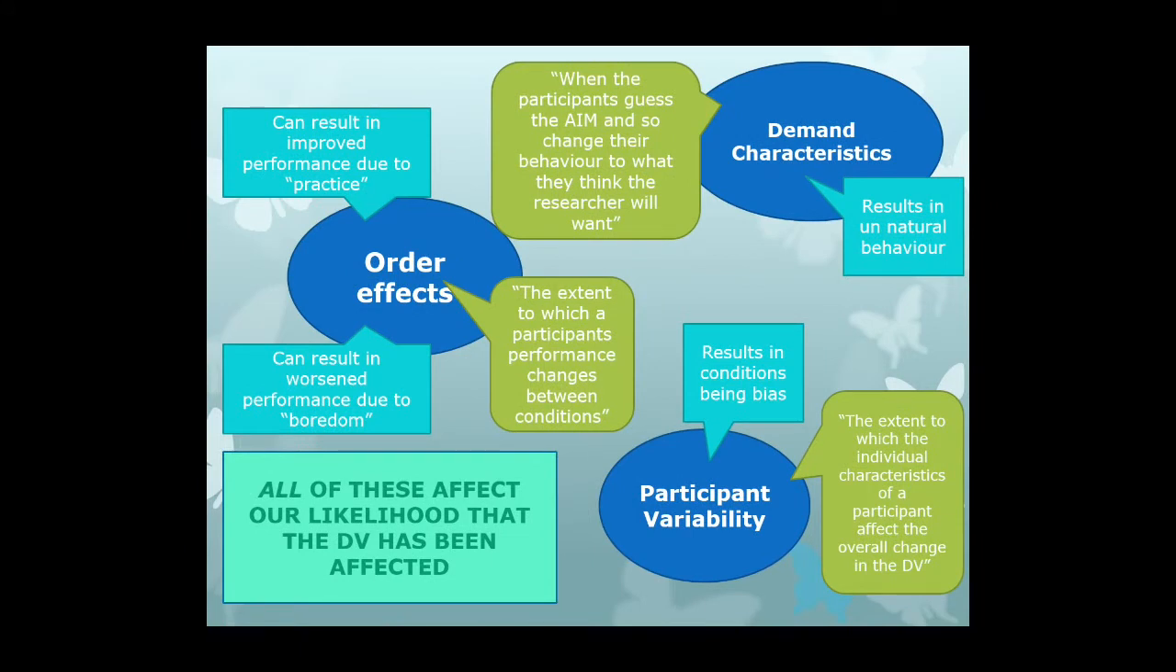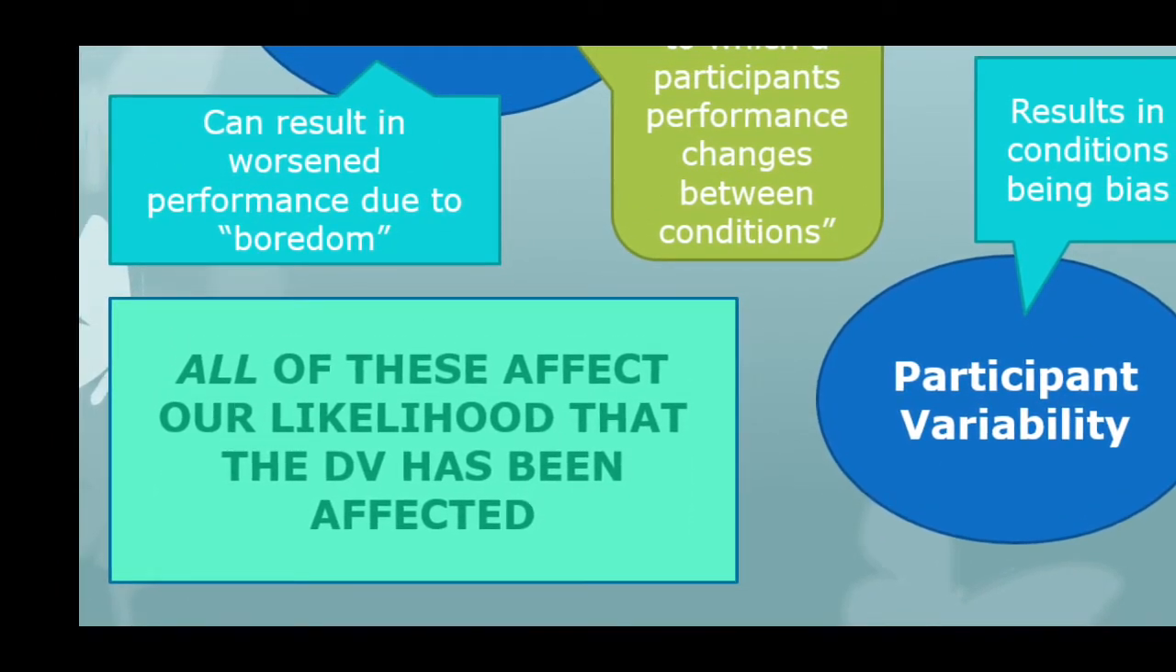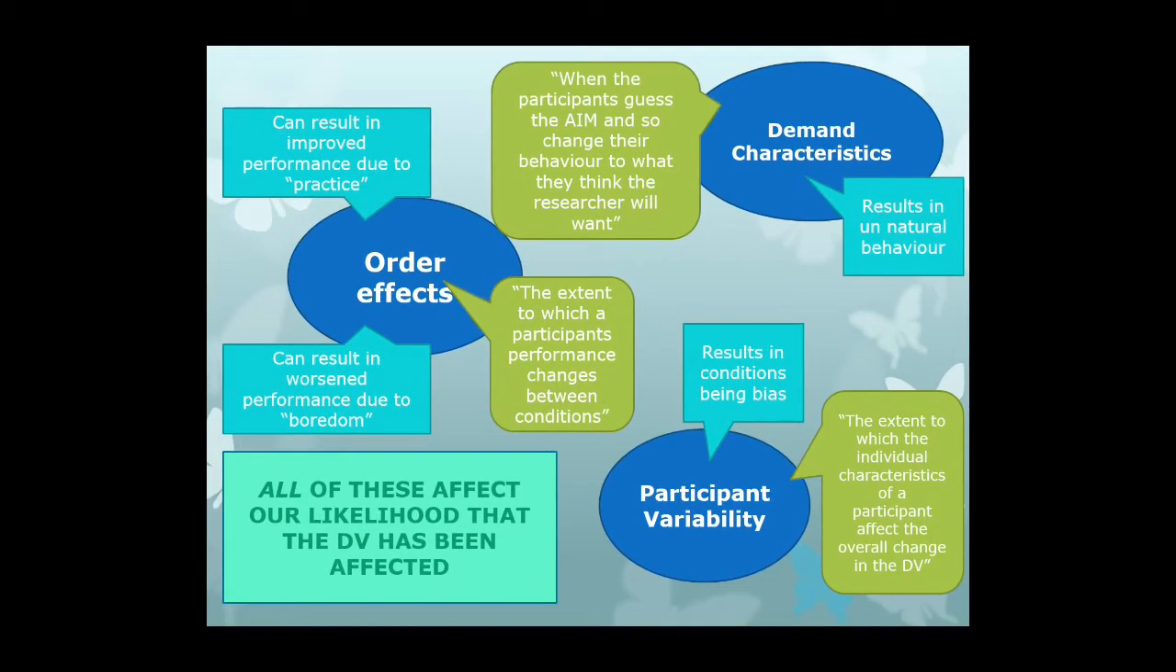So you're going to be talking about whether they are high or low in order effects, whether the experimental design is high or low in demand characteristics, and lastly, whether the experimental design is high in participant variability. Now, all of those you can see in this little mint colour. Depending on whether they are high or whether they avoid that potential problem, all of these affect the likelihood that the DV has been impacted. So basically, all of these act almost like an extraneous variable.